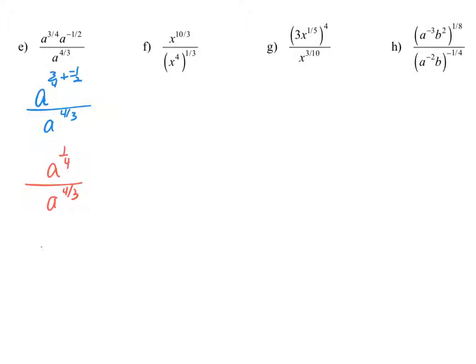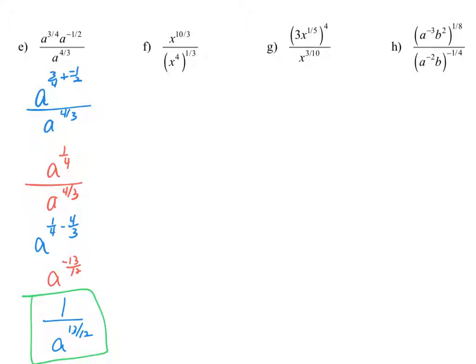Now we can use the quotient rule where we subtract those exponents, a to the 1/4 minus 4/3, and then we can simplify that to get a to the negative 13 over 12. You may want to go back and review how to add and subtract fractions by getting a common denominator. And then we want to write our final answer using positive exponents. So we can write this as 1 over a to the 13 over 12. It's our final answer.